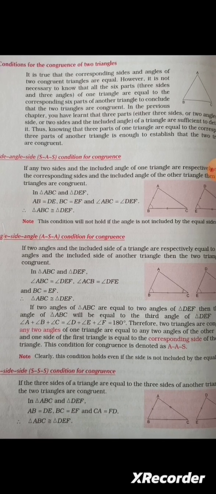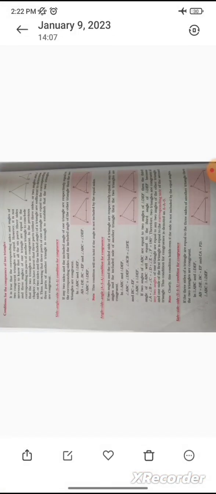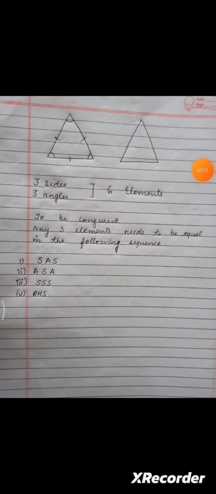So before we start solving it, let us first understand the criteria that are necessary for the triangles to be congruent. So let's start. If you see in your book, you will have the conditions for the congruency of two triangles. So class, to understand the congruency of two triangles, you need to understand the following things.